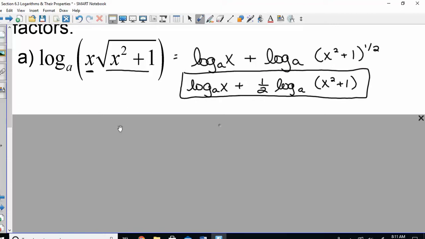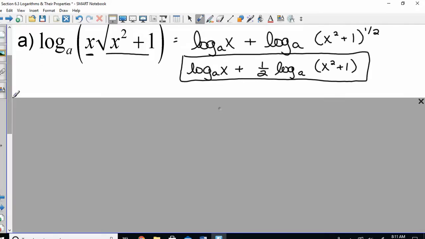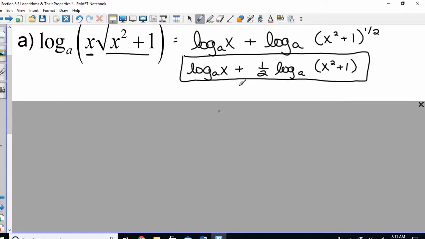We will need these properties later on when we start solving equations with logarithms in them. And this will allow us to rewrite our equations to get things that we can simplify. So it seems kind of silly right now with what we're doing, but there is a purpose later on.